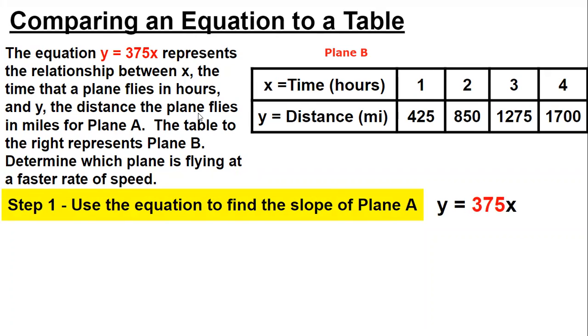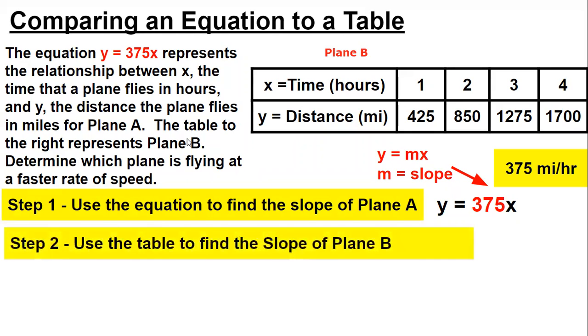Y is equal to 375x. Y equals mx. M is your slope. That's easy peasy. Okay. Now we know that the plane goes 375 miles for every 1 hour. So that's its rate of speed. Now we have to figure out plane B. So we have to get the rate of speed. We have to find the slope for plane B. Use the table to find the slope.